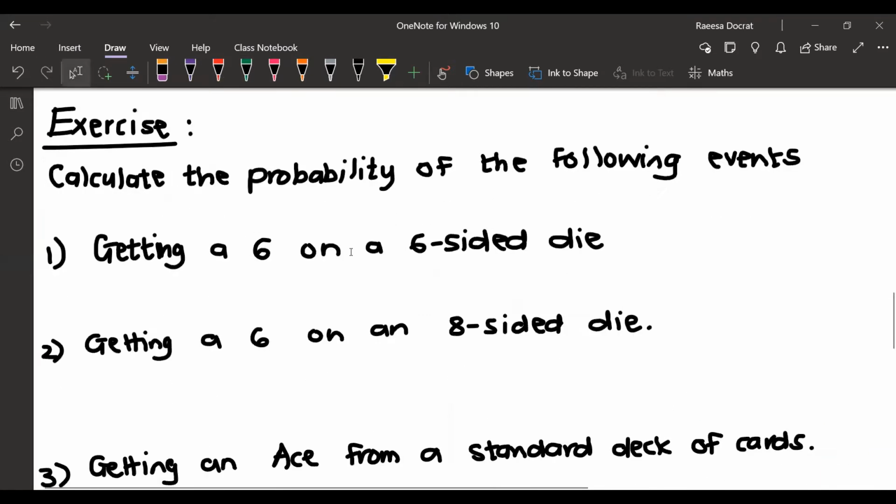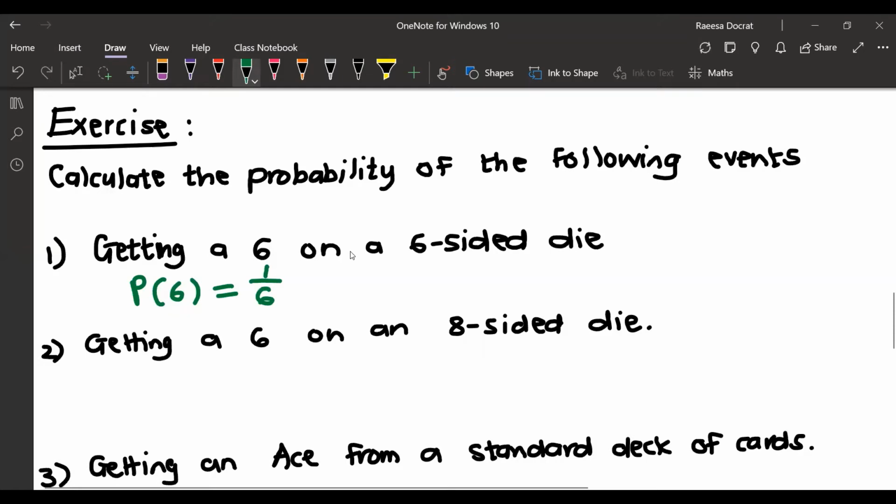Let us have a look at some examples. The first one says that we should calculate the probability of getting a 6 on a 6-sided die. How many 6s would we find on a 6-sided die? There's only one side that's labeled 6, and in total there are 6 sides, so the probability of getting a 6 on a 6-sided die is 1/6.